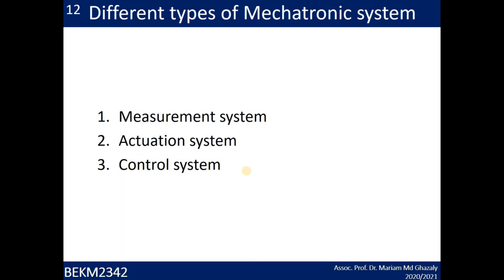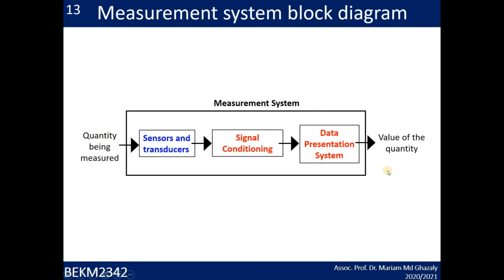So normally I will ask my final year project students, what are the main components in a mechatronic system? They should be able to explain that there are three types of system inside. You have the measurement system, you have the actuation system, and you have the control system. Okay, so let's look at what the measurement systems are.